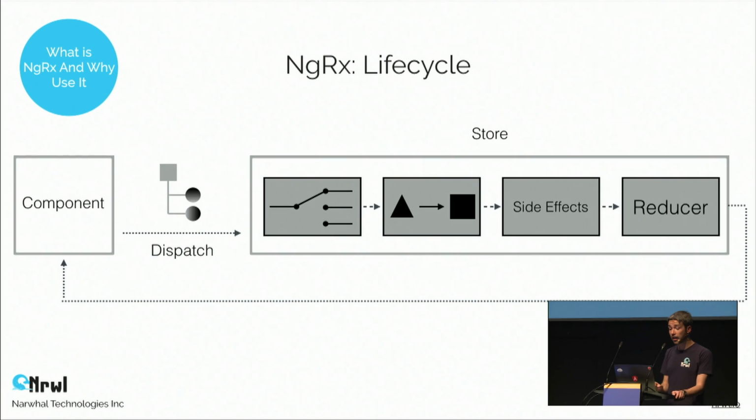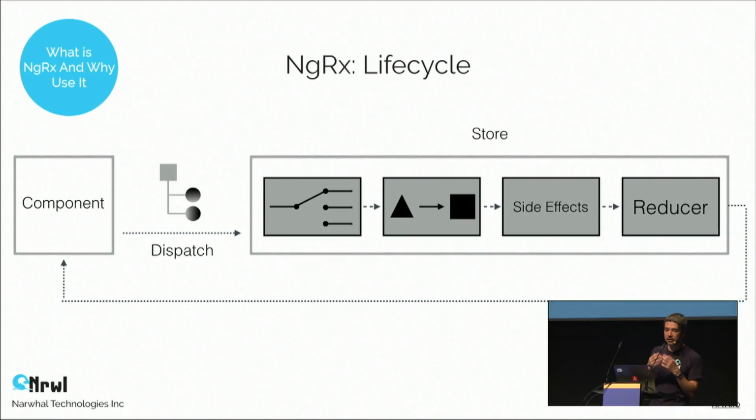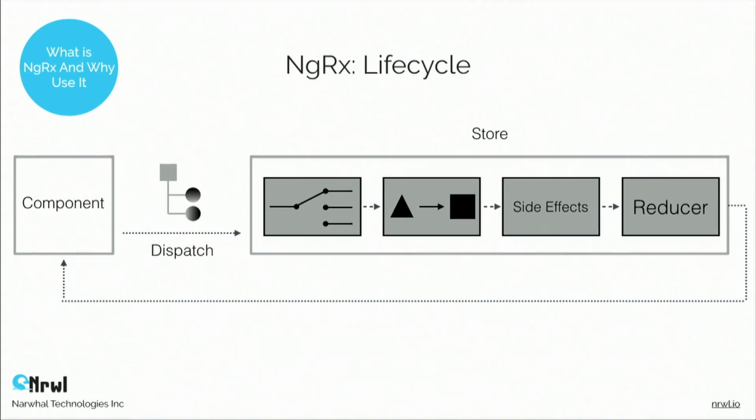Okay, so graphically, it looks like this. The component dispatches an action, which goes to the store. Then in the store, it's processed by effects classes, which often involves deciding how to process an action and transform it into another action. Then we execute all the necessary side effects. And finally, the reducer will create a new state, which the component will receive. Okay? That's in a nutshell how NgRx works. And if you don't use NgRx, I recommend you check it out. Now let's look at every part of this diagram in greater detail.